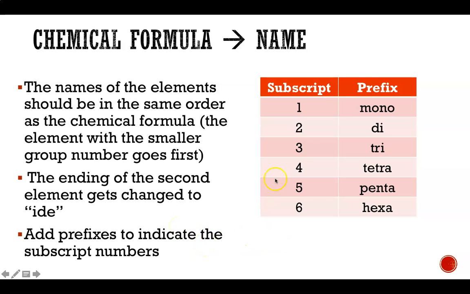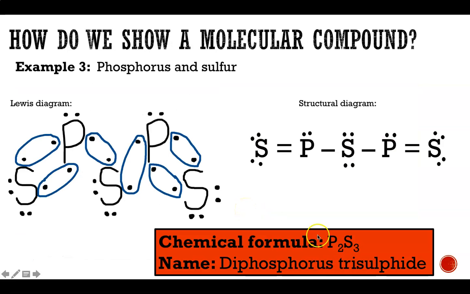And those prefixes are right here in the chart. So if there's only 1, you say mono. If there's 2 of something, you say di, 3, tri, 4, tetra, 5, penta, 6, hexa, and it goes on and on. So again, if we go back quickly, you'll see that the subscript on phosphorus is a 2, so we wrote diphosphorus. Our subscript here on sulfur is 3, so that is trisulfide.